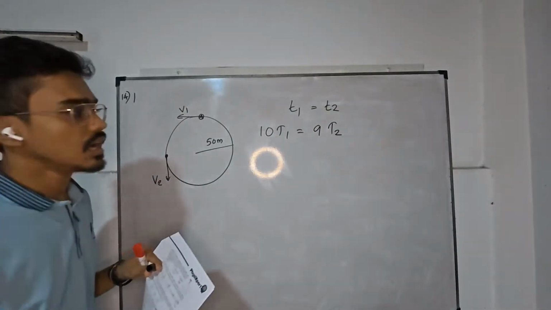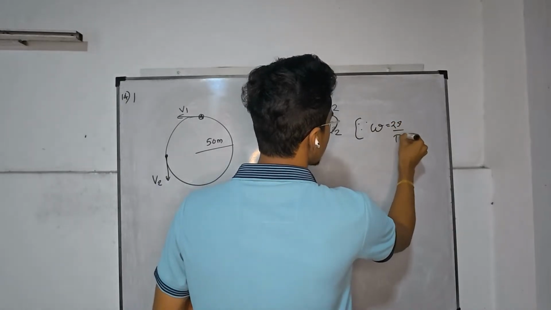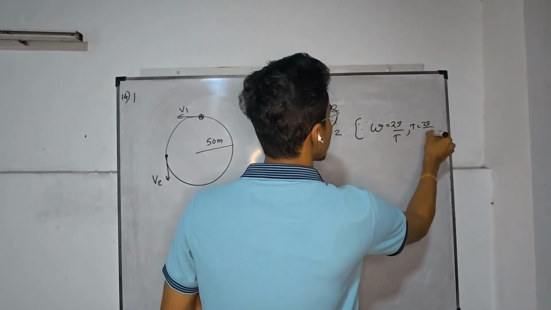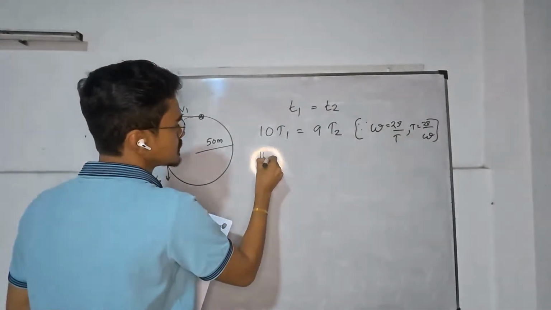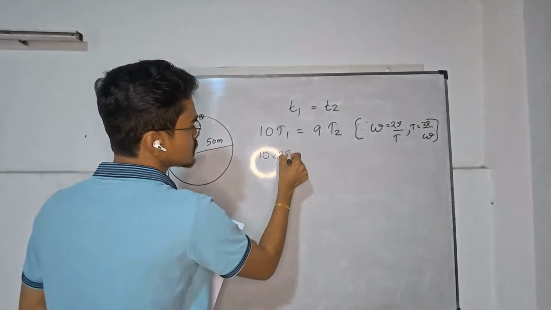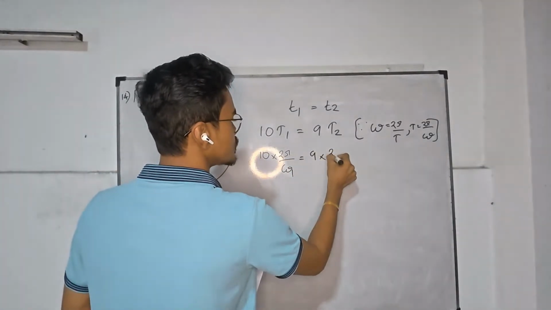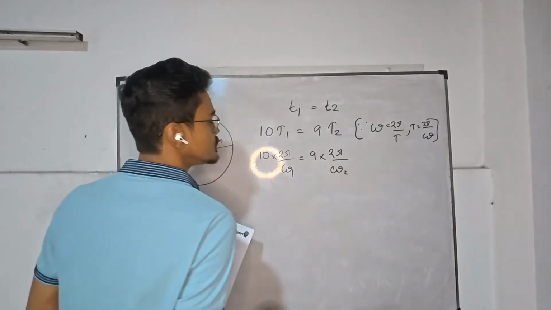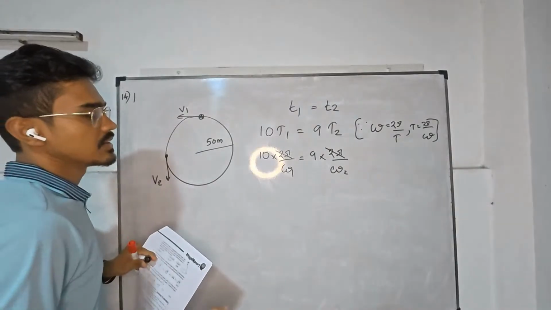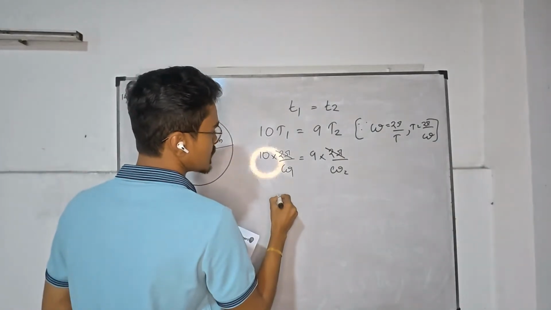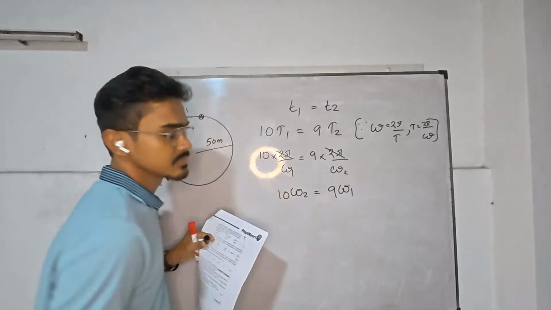Right? And now we know this relationship. Omega equals 2 pi over T, which means T equals 2 pi over omega. So expand this 10 times T1 as 2 pi over omega 1, and 9 times T2 as 2 pi over omega 2. 2 pi and 2 pi cancel. And now again we have a relationship like this. I'm going to cross multiply: 10 omega 2 equals 9 omega 1.